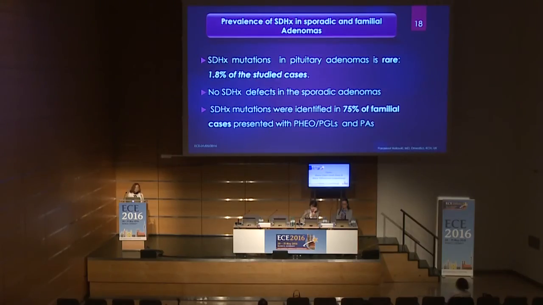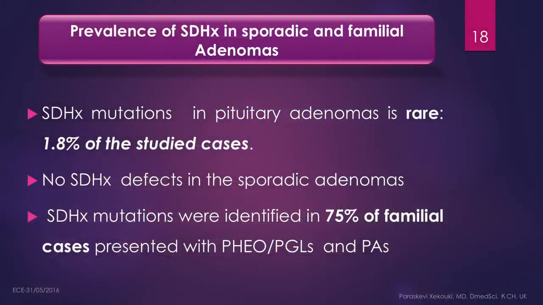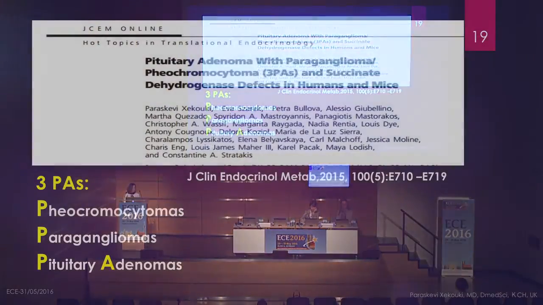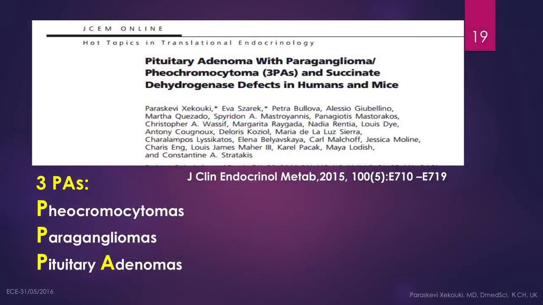Based on these results, we found that SDH mutations in pituitary adenomas are rare, representing 1.8% of our studied cases. We did not identify any succinate dehydrogenase defects in the sporadic adenomas. However, SDH mutations were identified in 75% of familial cases that presented with this phenotype, which we then decided to call 3PAS, which, as I told you, stands for pheochromocytomas, paragangliomas, and pituitary adenomas.